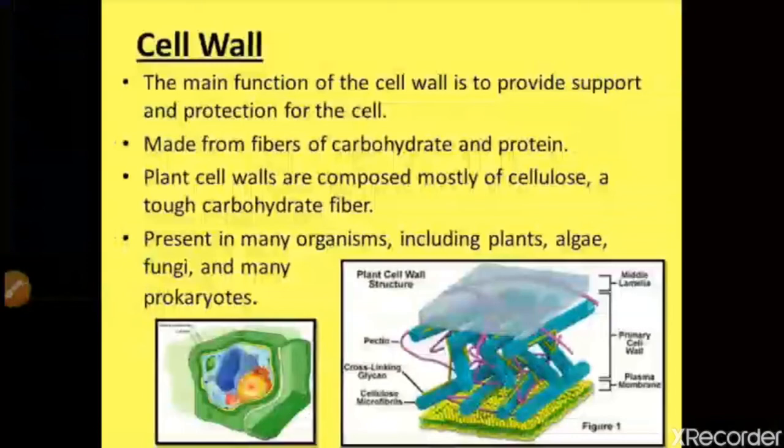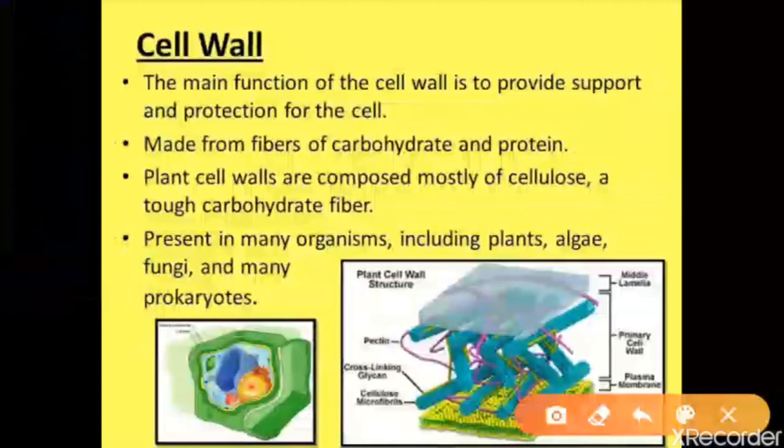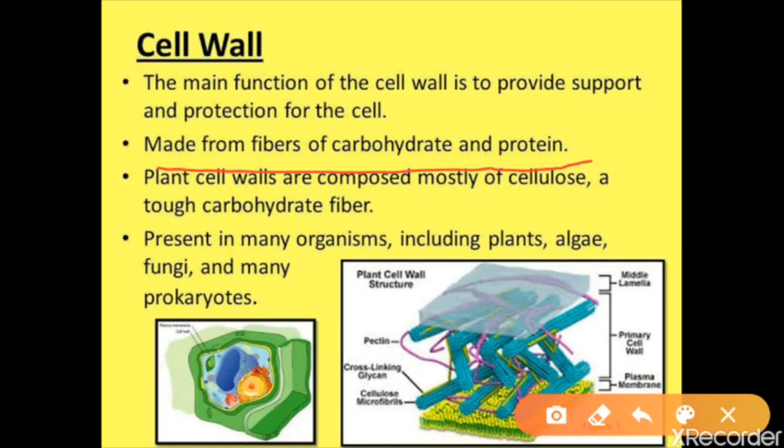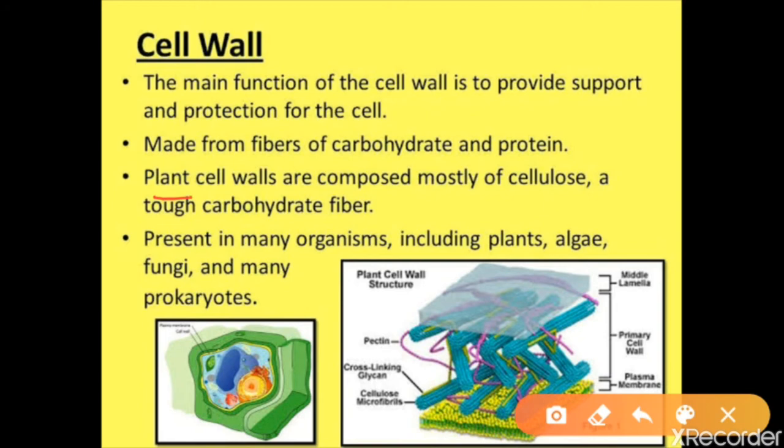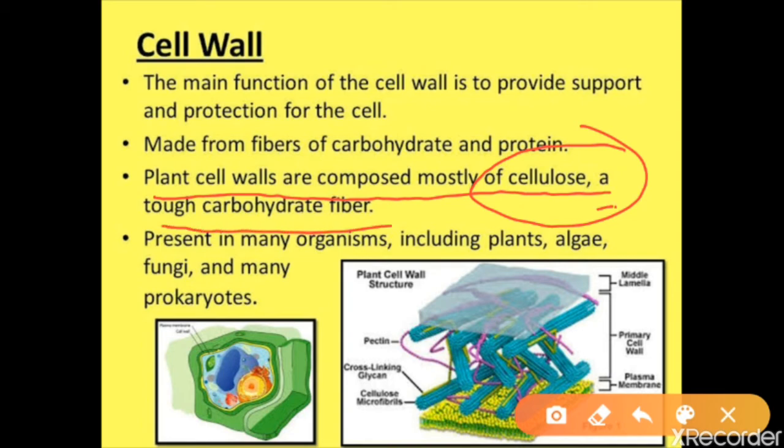So what are the functions of the cell wall? It is made up of fibers of carbohydrate and protein. Now see the next point: plant cell walls are composed mostly of cellulose. That means this is the main reason why the cells are rigid and tough. Cellulose is a tough carbohydrate fiber.